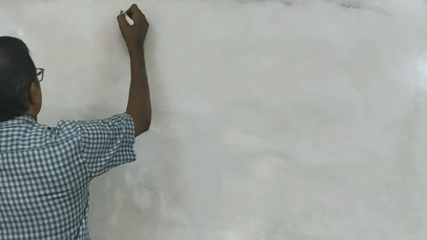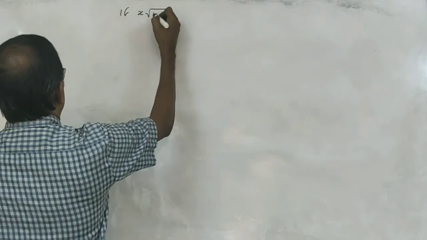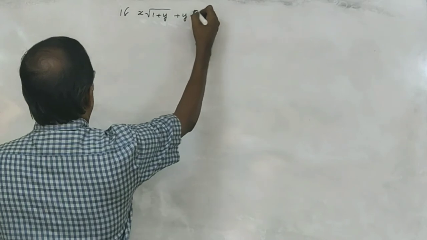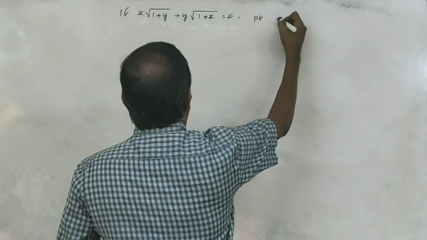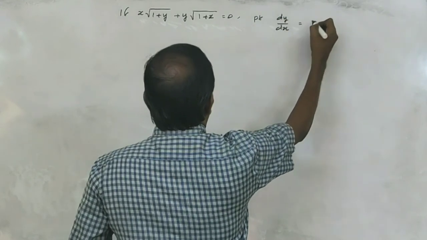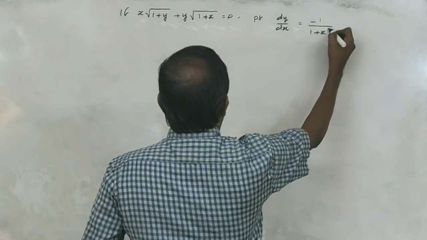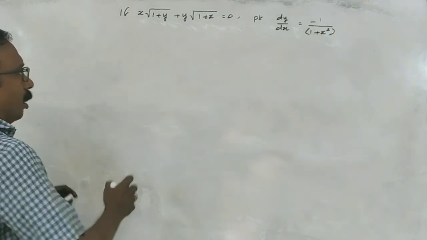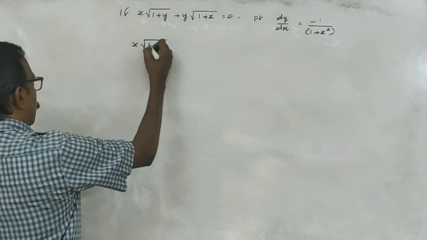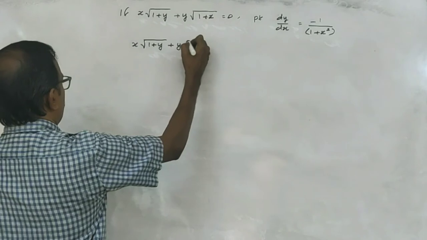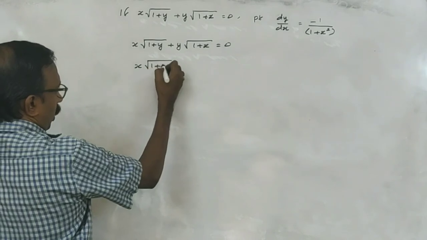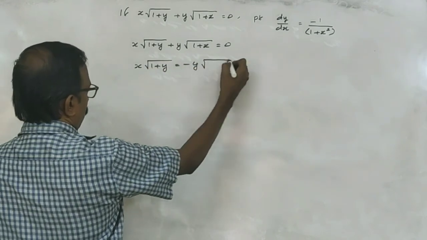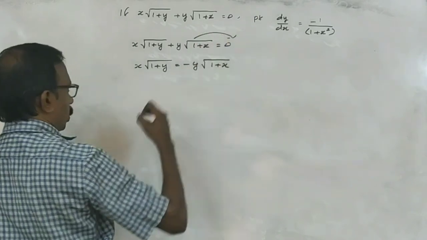Okay, another question is, if x root of 1 plus y plus y root of 1 plus x is equal to 0, prove that dy by dx is equal to minus 1 by (1 plus x) square. Here, x root of 1 plus y plus y root of 1 plus x is equal to 0. So, x into root 1 plus y is equal to minus y into root 1 plus x. This term goes to RHS.